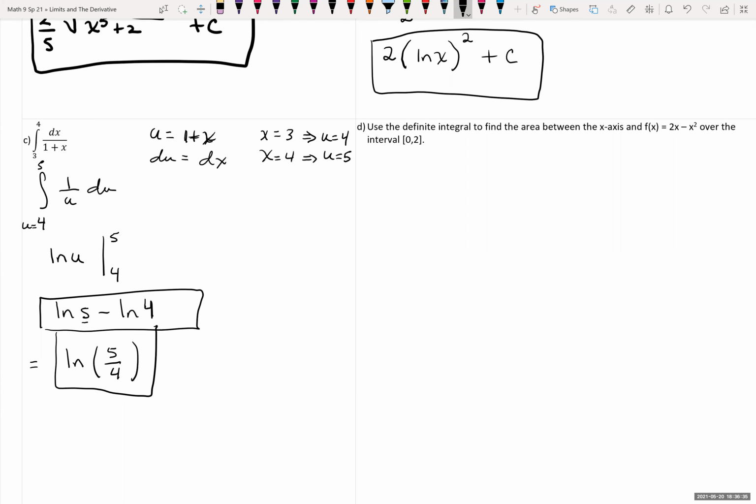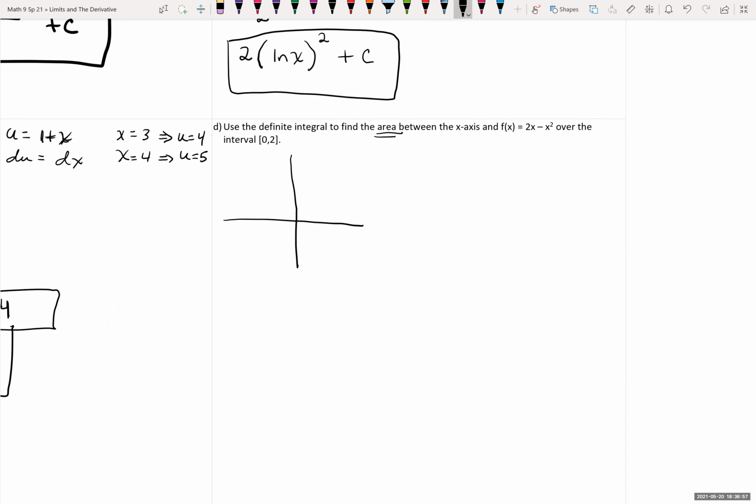So D, use the definite integral to find the area between the x-axis and 2x minus x squared over the interval from 0 to 2. So again, I would use some information to figure out what my graph looked like and make sure that graph is above the x-axis because we're trying to find area between x equals 0 and x equals 2. I know that this is a parabola. My coefficient in front of the x squared is negative. My parabola is going to face downwards.